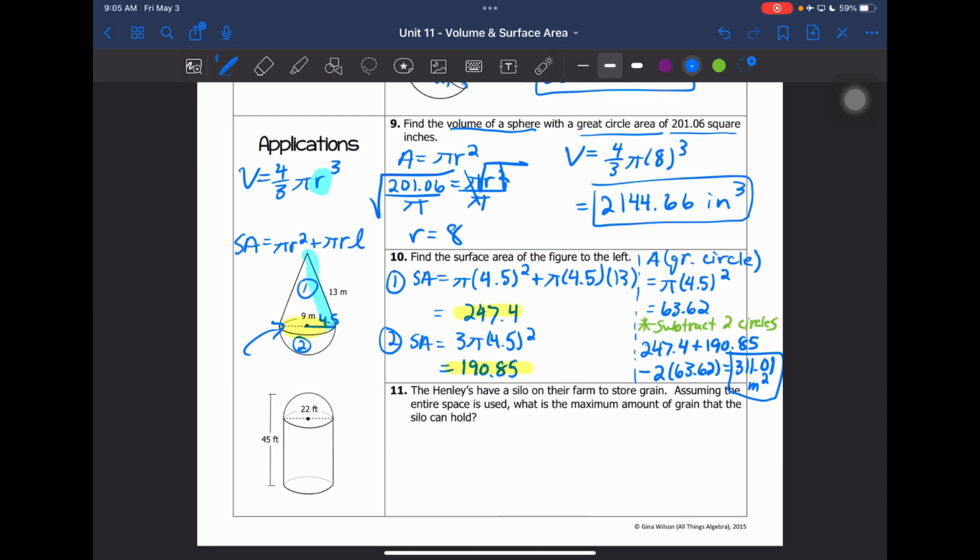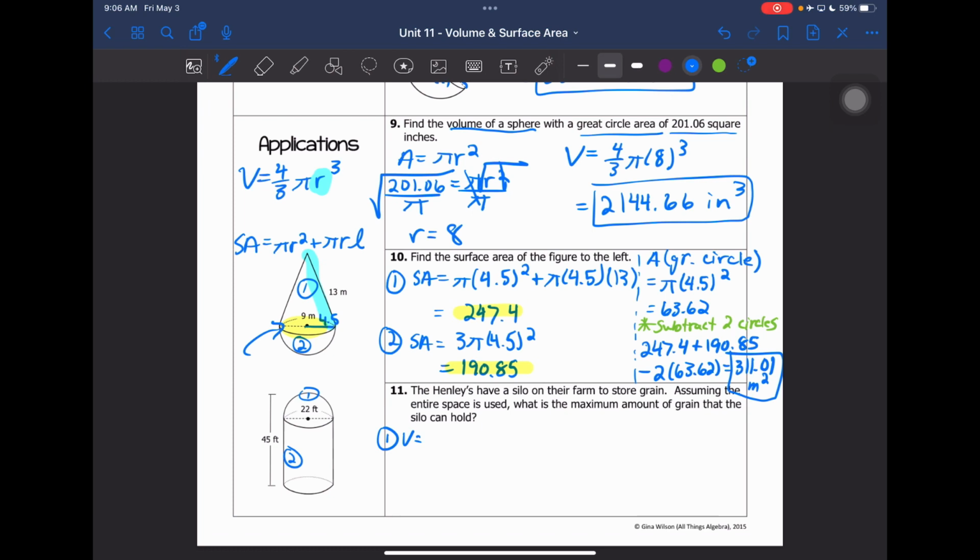Number 11 says that the Henleys have a silo on their farm to store grain. Assuming the entire space is used, what is the maximum amount of grain that the silo can hold? So we're talking about how much space is inside of the shape, and we're filling it with something, with grain. So whenever you're talking about filling a shape or however much space is inside of it, you're being asked to find the volume. So we want to find the volume of the shape on the left. Again, this is a composite figure, so we need to divide it into 2 shapes. The shape on the top would be just a hemisphere, and then the shape on the bottom would be a cylinder. So let's find each of those separately.